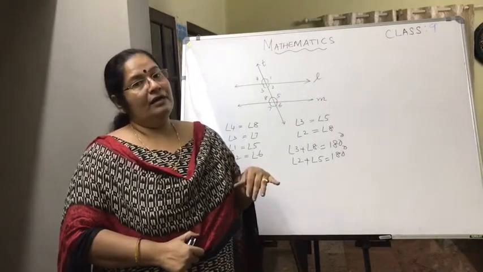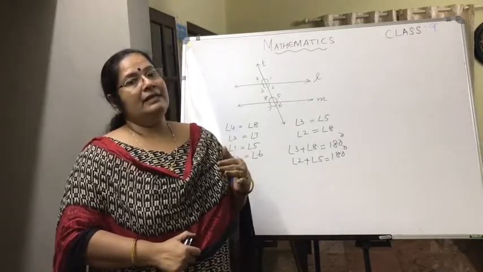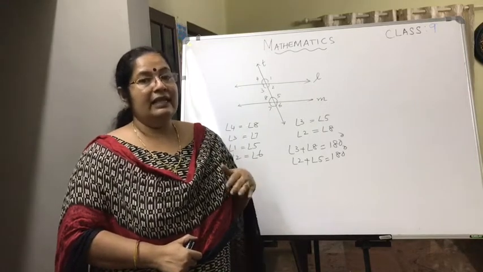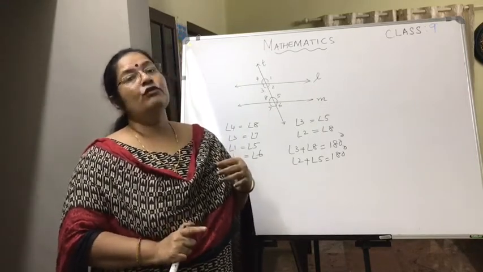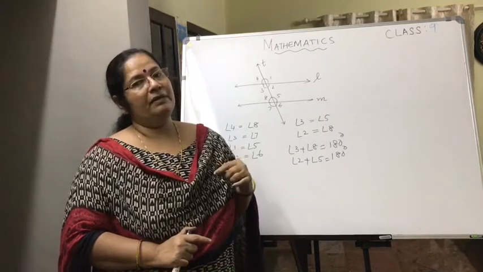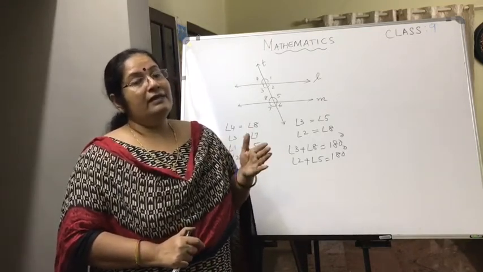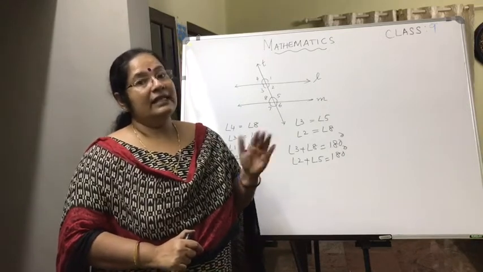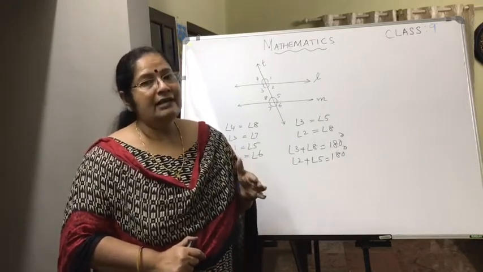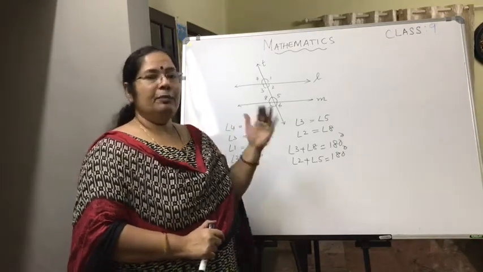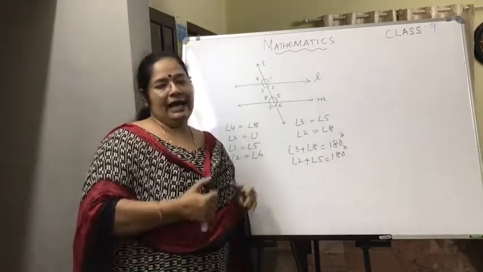Now third one, it's also a theorem, that is, if two parallel lines are intersected by a transversal, then the pair of co-interior angles so formed are supplementary. Supplementary means the sum is 180 degrees. Converse, if two lines are intersected by a transversal in such a way that the co-interior angles are supplementary, then the lines are parallel. Now I'll give you the proof for alternate interior angles.